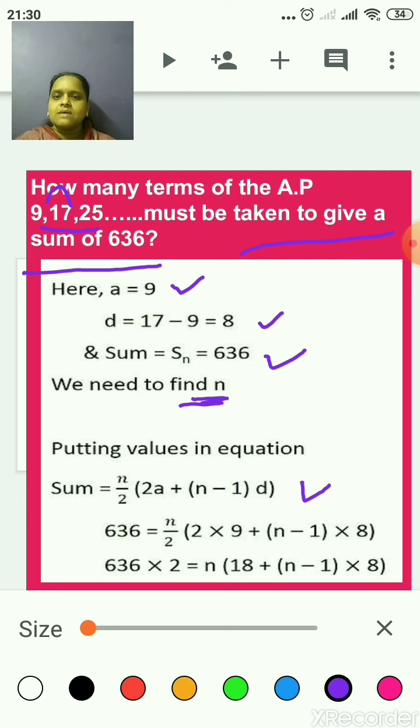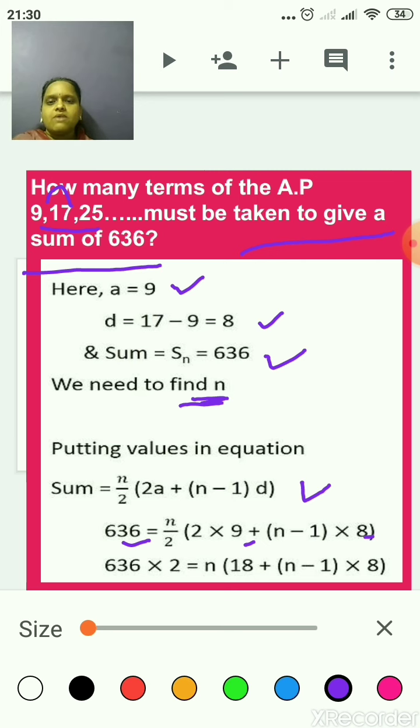The formula is: sum is equal to n by 2 in the bracket 2a plus n minus 1 into d. Substitute: sum is given as 636, n by 2, the n value we want to find. Then 2 into a, which is given as 9, n minus 1 into d, which is given as 8. If you are able to solve it yourself, you can try first and then check the answer from this. Okay, so try first of all and then see the answer. Otherwise you can see the solution here also.